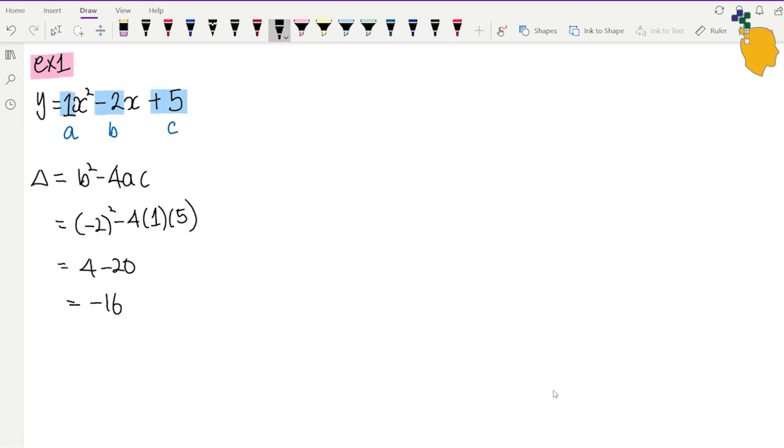It doesn't matter how big or small your value is, the important thing is whether it is positive or negative. Negative 16 is obviously negative. So since the discriminant is negative, you're not going to have a solution, which means you're not going to have any x-intercept.